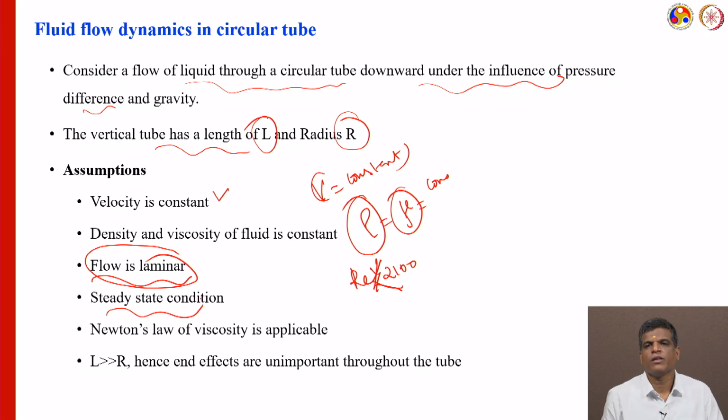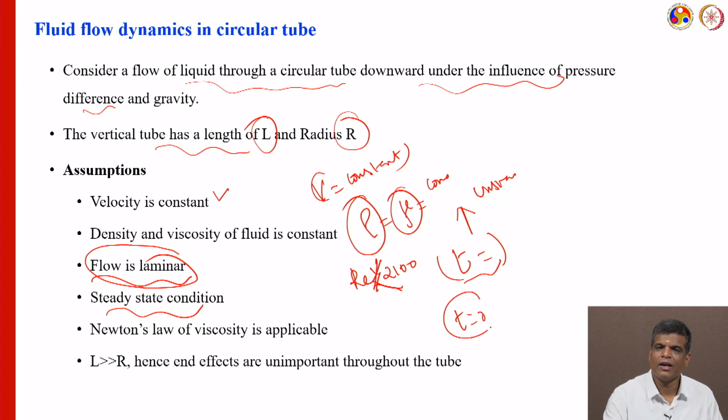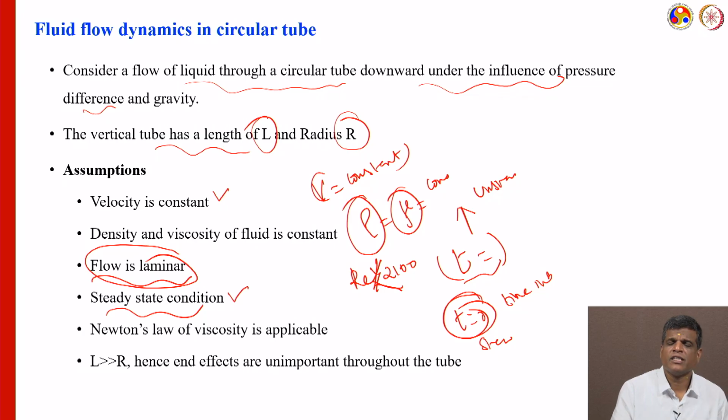Steady state condition: there are two different conditions, steady state and unsteady state. If it is time dependent, we call it unsteady state. If it is time independent, we call it steady state. Wherever steady state, the time is always independent, so we always assume steady state condition. We can solve unsteady state also, but it is very difficult to solve because an accumulation term will come.